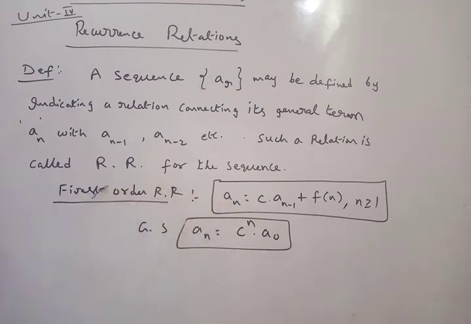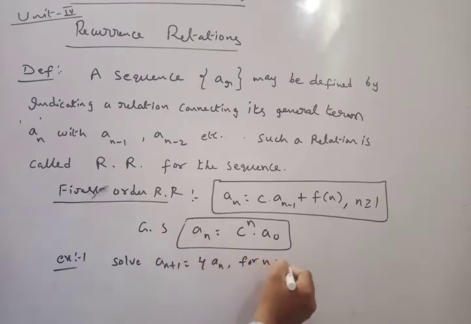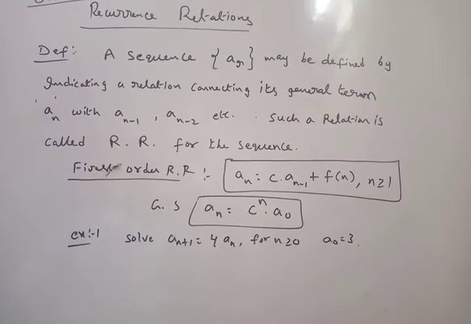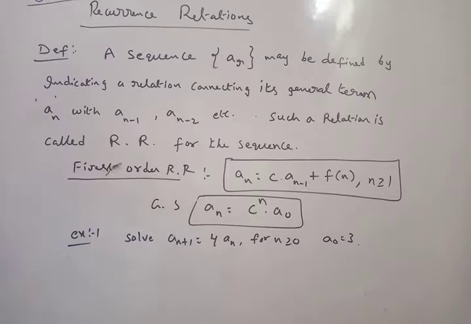a_n = c^n a_0 for n greater than or equal to 1. For example, if you want to solve one problem, see here example 1: solve a_{n+1} = 4a_n for n greater than or equal to 0, and he gave a_0 = 3 here. Suppose he asked the problem like this, it will come for a short answer. Solve a_{n+1} = 4 a_n for n greater than or equal to 0, given a_0 = 3.